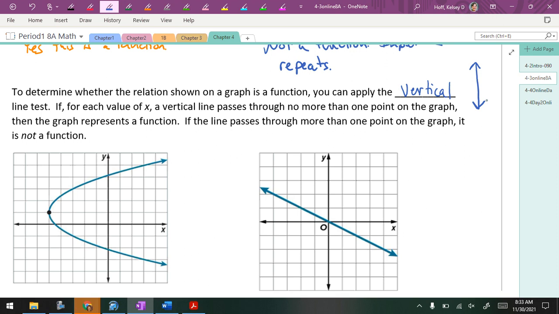If for each value of x, a vertical line passes through no more than 1 point on the graph, then yes, it represents a function. If the line passes through more than 1 point, it is not a function.